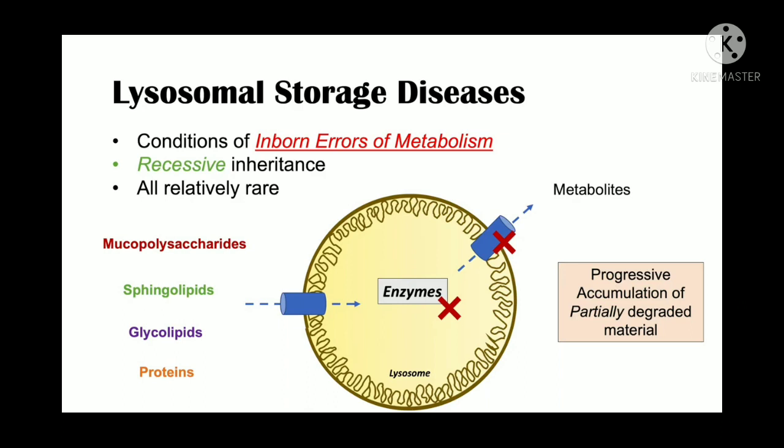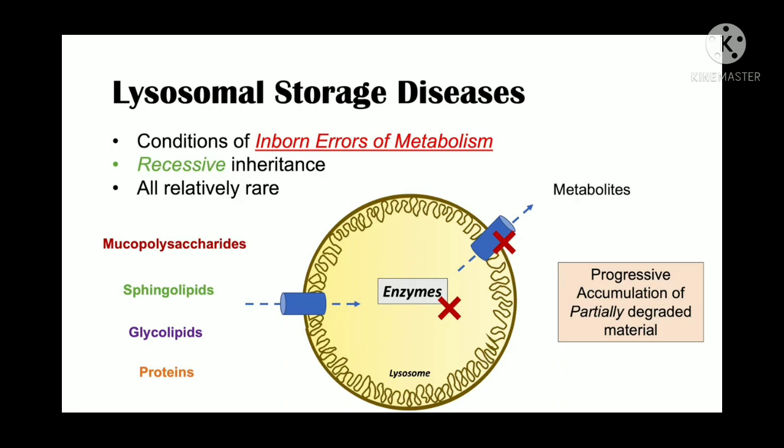So, the lysosome essentially can take up many different compounds, including mucopolysaccharides, sphingolipids, glycolipids, and proteins, and transport them within the lysosome. Each of these compounds has a specific enzyme within the lysosome that degrades or metabolizes that compound. And then the lysosome releases the metabolites through another transporter. If there is a deficiency of enzymes or transporters that export the metabolites out of the lysosome, we're going to have issues, and there is a progressive accumulation of partially degraded material.